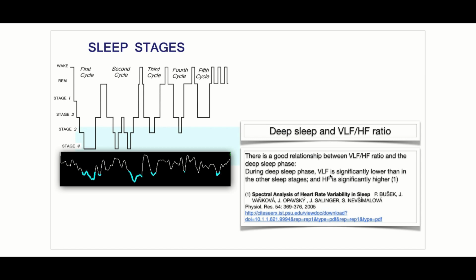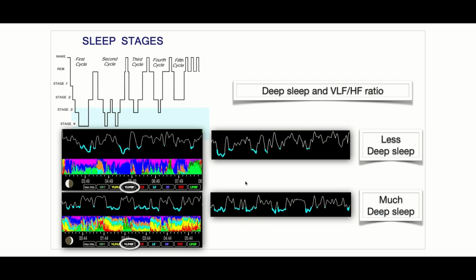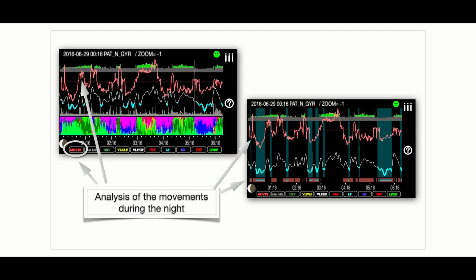So we are looking at the power of the different parts of the spectrum, making a comparison, and from this we draw a curve during the night. The lower part of the curve is related to the deep sleep, and you will see that this is a night with a lot of deep sleep here, with less deep sleep here.